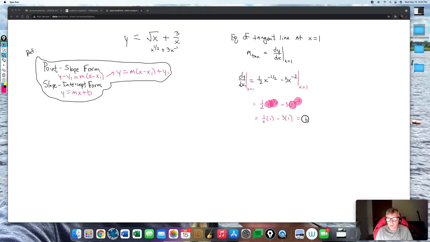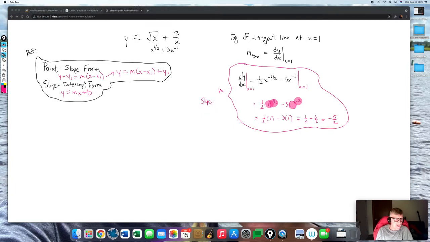Which is 1/2 minus 3, which is 6/2, for a grand total of negative 5/2. Okay, so that is our slope of the line, right? That's our slope. Now, let's circle all this, and we'll call that M. That's our slope, right? Now, we need a point.